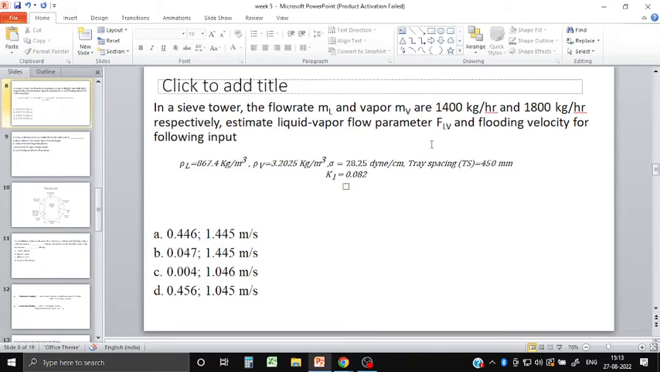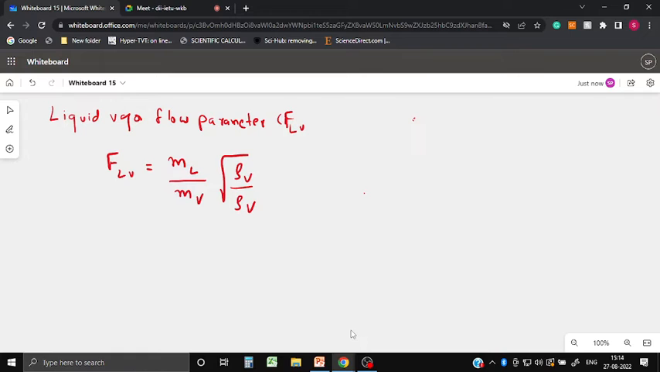FLV is given by an equation: FLV equals mass flow rate of liquid by mass flow rate of vapor into square root of density of vapor by density of liquid. Here, mass flow rate of liquid is given as 1400.